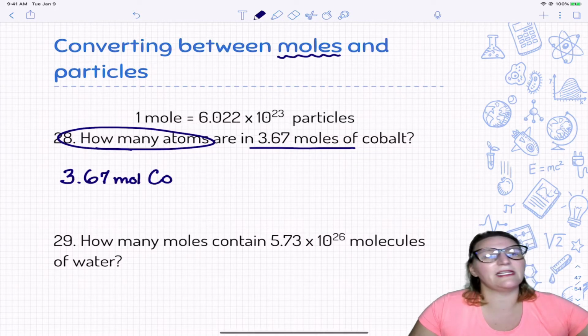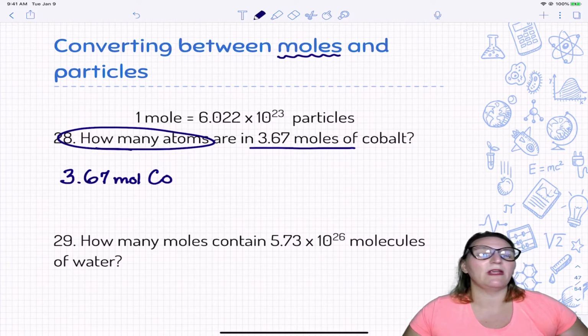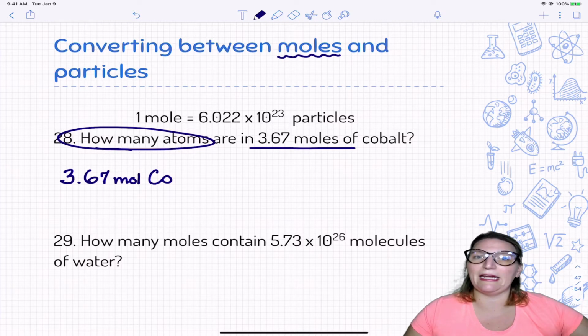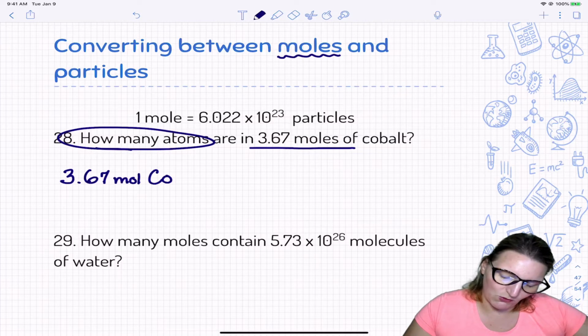And I like to get into the habit of writing what it is moles of. Moles of cobalt, moles of water, moles of sucrose. In order to get into that habit, although it isn't technically necessary at this point, we will do problems eventually with dimensional analysis. We will be using 2, 3, 4 different chemicals in it. And so it's really important to keep track of what is what. So I just like to always write it in. You won't get marked off if you do it wrong or if you don't do it at this point, but I'm going to encourage you to try to get into that habit. So 3.67 moles of cobalt.